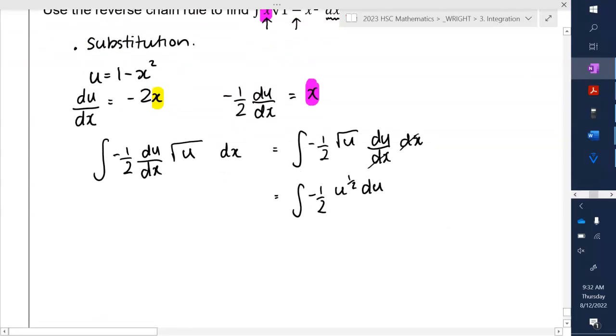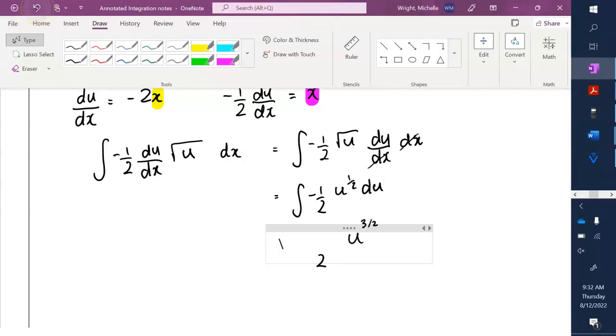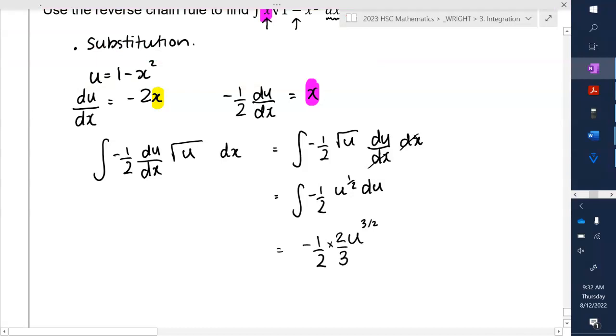So let's do that. Our minus a half will stay there, and we're going to add 1 to the index. So we'll end up with u to the 3 on 2, divided by that new index. When I'm dividing by 3 on 2, I'm actually multiplying by 2 over 3, plus c. I can cross these two out, and what I'm going to end up with is minus 1/3 u to the 3 on 2 plus c.